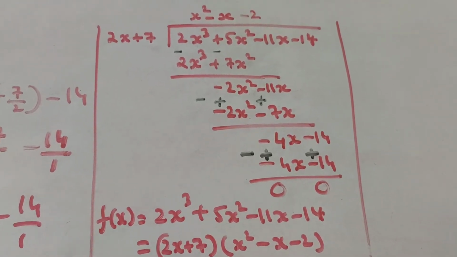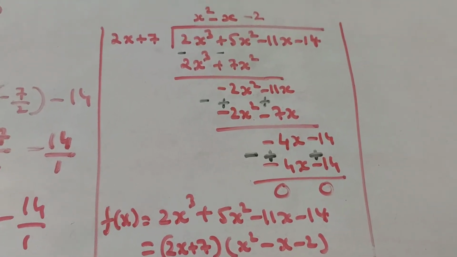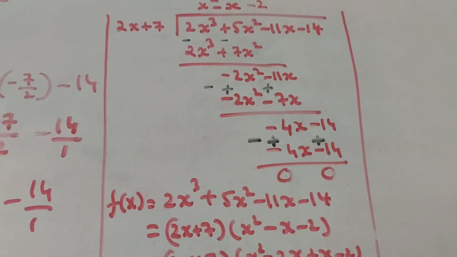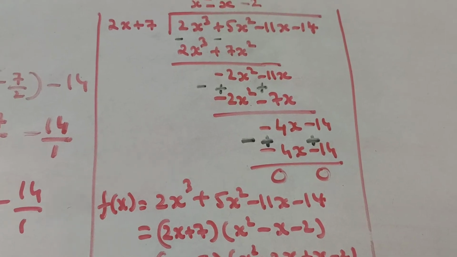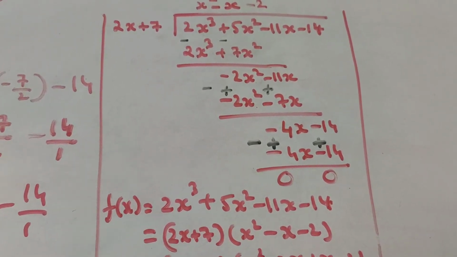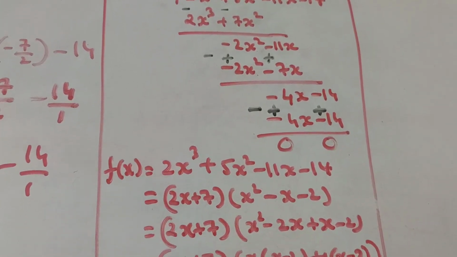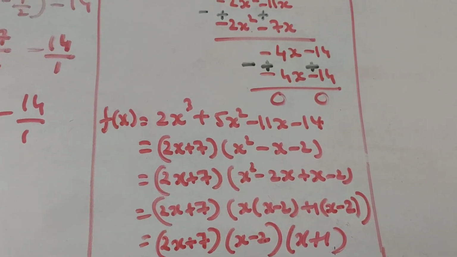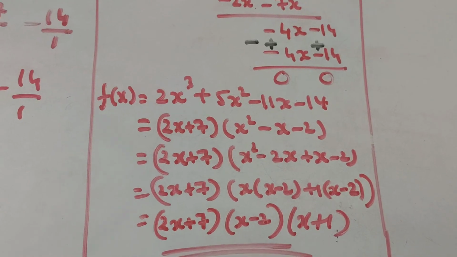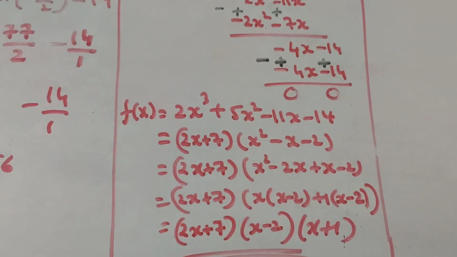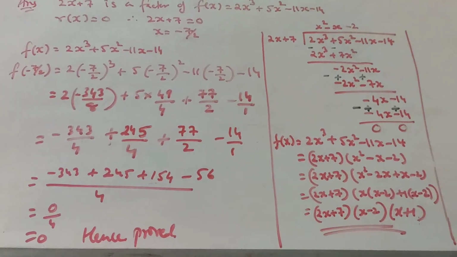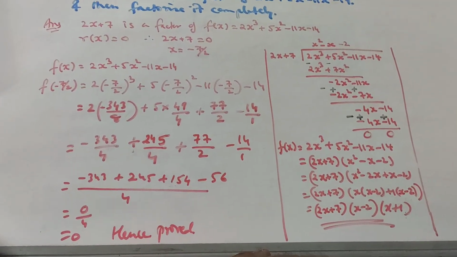We are factorizing and we obtain f(x) is equal to 2x cubed plus 5x squared minus 11x minus 14 as 2x plus 7 times the bracket x squared minus x minus 2, and simplifying and factorizing we get 2x plus 7, x minus 2 and x plus 1. This is how we do the sum. It is a 4 marks question. I hope you understood. This is also a board question.